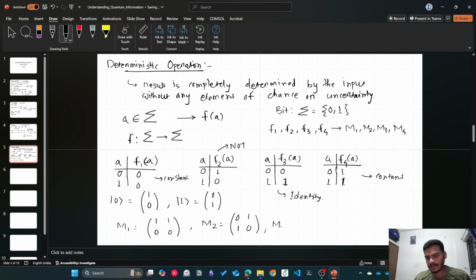Similarly, M3, you can write it as 0 is going to 0, so it is 1, 0. 1 is going to 1, so it is 0, 1. Then M4, 0 is going to 1, so we can write 0, 1, and 1 is also going to 1, so 0, 1. So these are the matrices for all these four operations. So you might be wondering how I am writing this matrix so easily.